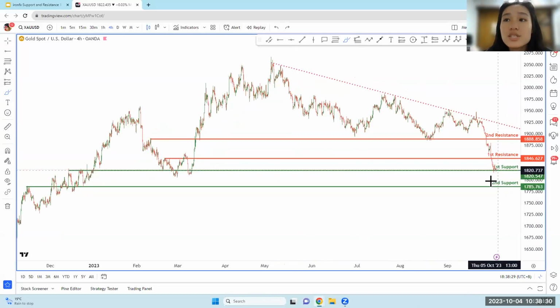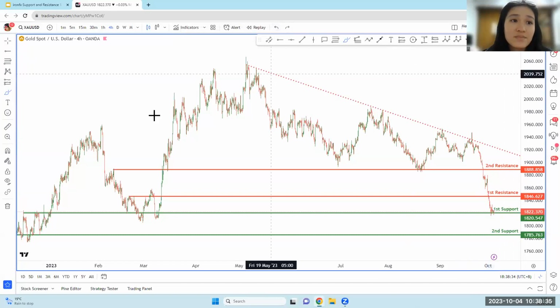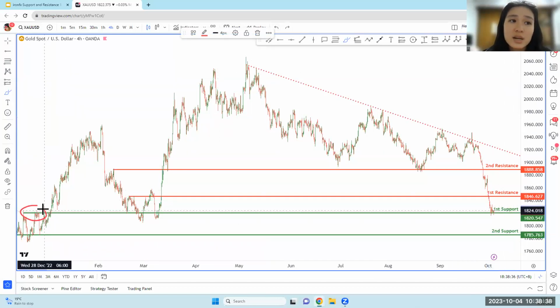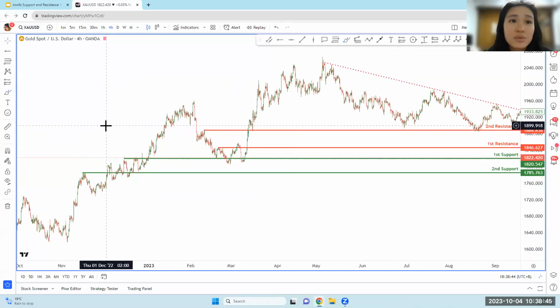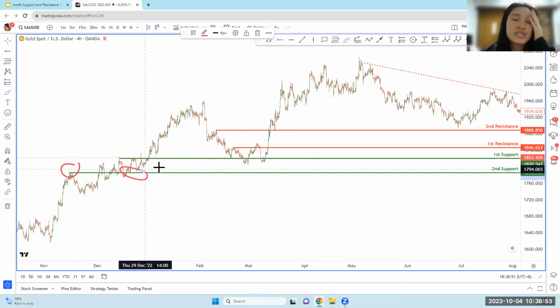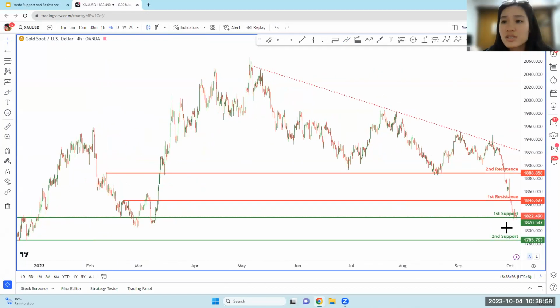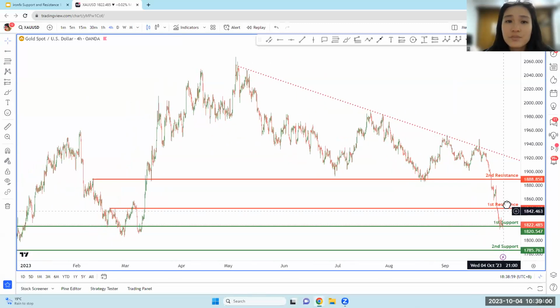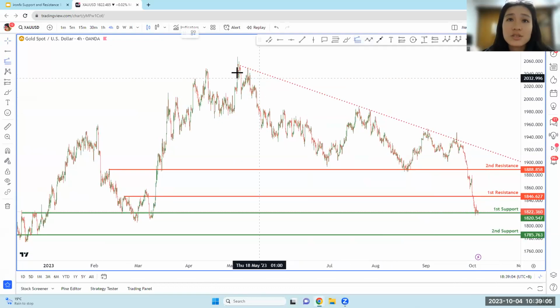Okay, first support is because it's the closest swing low to where price is currently at. Okay, and it also respects a couple of swing highs and lows. Okay. Second support, the reason why I put it there is because we have this swing high here and a couple of swing lows here as well. Okay. Yeah, and it's also basically the closest level to my first support. Okay. Now let's go in with our Fibonacci levels.